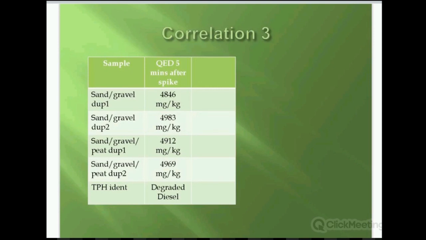But we're still puzzled by the low levels, so the whole experiment was repeated again, but this time 5 minutes after spiking, the QED was used to analyze the samples, and yeah, this time you get near enough 5,000 milligrams per kilogram. I mean, I'm quite happy with those results.